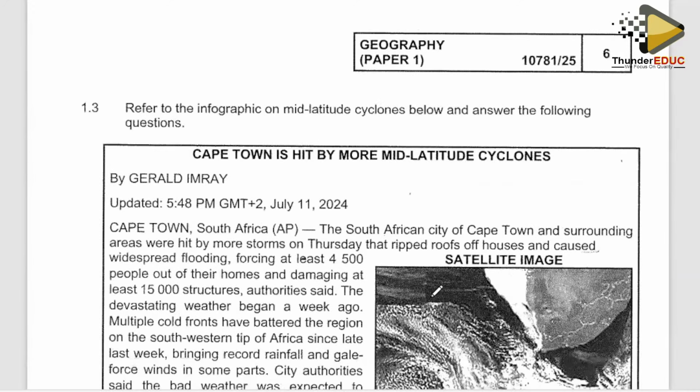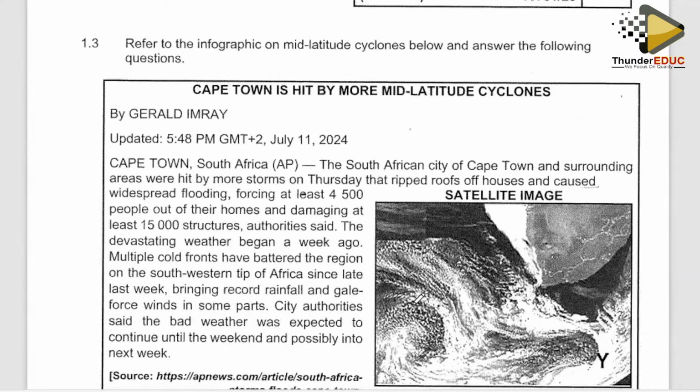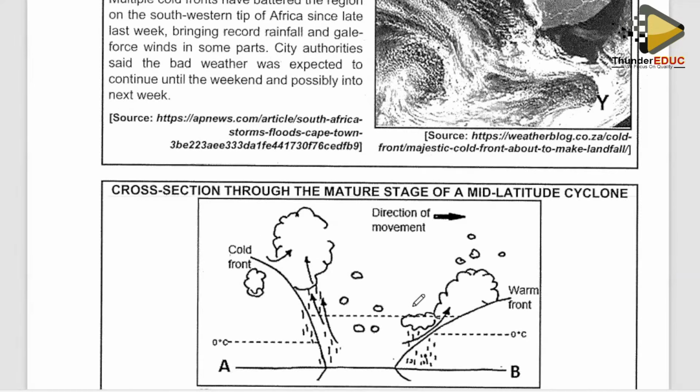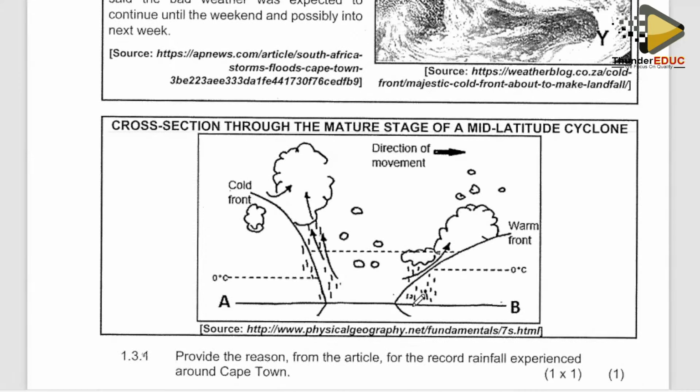We move on to question number 1.3. This question is based on mid-latitude cyclones, and some of the information we are going to extract for answering the low order questions, and also we have a satellite image that you need to interpret and also be able to relate to the text information to be able to answer the questions. Then we also have a cross section through a mature stage of a mid-latitude cyclone.